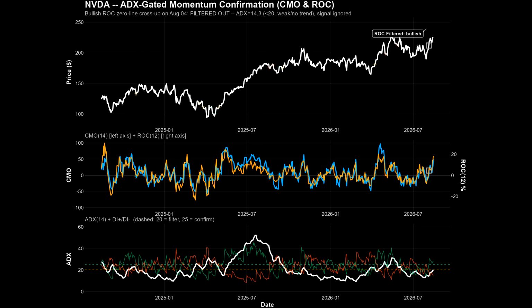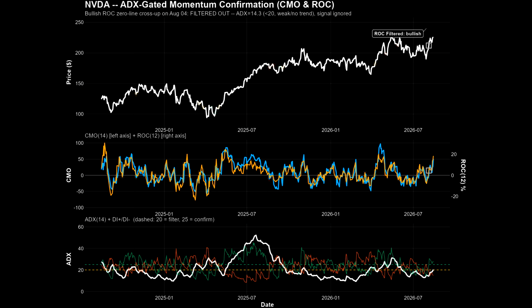Below 20 is filtered out and drawn as a hollow gray marker. Between 20 and 25 is caution, amber. At or above 25 is confirmed, solid green or red. Watch how many crossings get filtered out compared to how few get confirmed as the months accumulate. That ratio is the whole lesson.